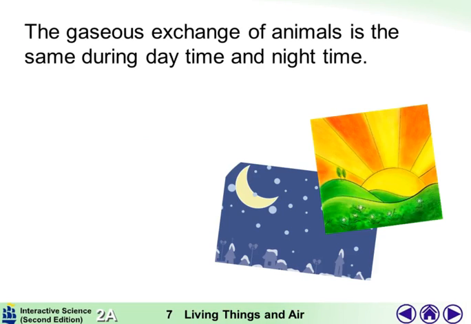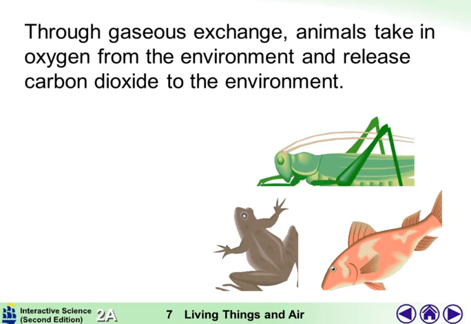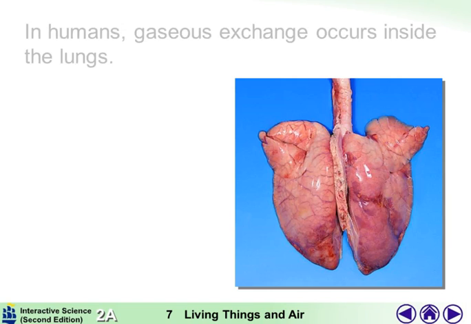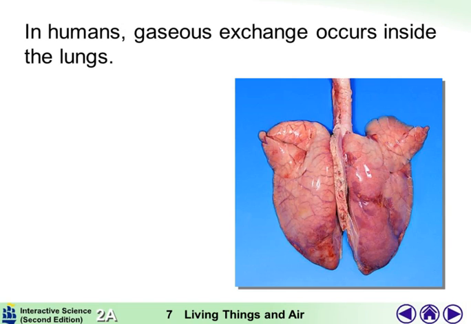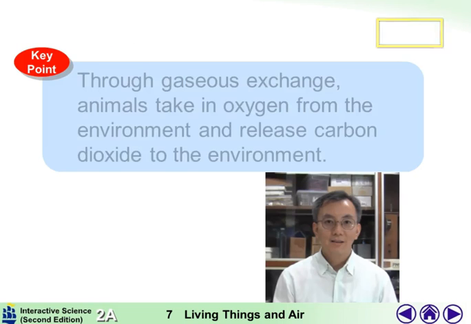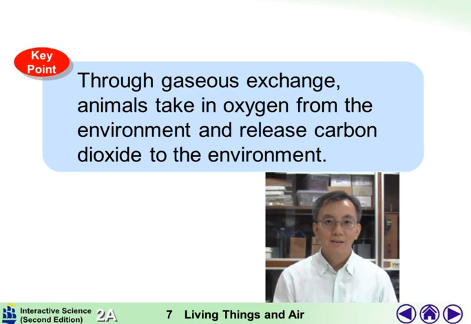So, on the whole, the gaseous exchange of animal is the same during daytime and nighttime. Through gaseous exchange, animals take in oxygen from the environment and release carbon dioxide to the environment. And in humans, gaseous exchange occurs inside the lungs. Remember, inside the lungs, not on the other places. Okay, that is inside the lungs. Through gaseous exchange, animals take in oxygen from the environment and release carbon dioxide to the environment.